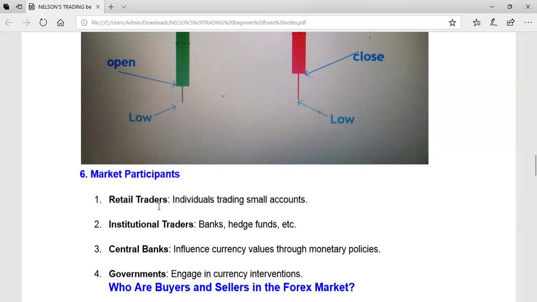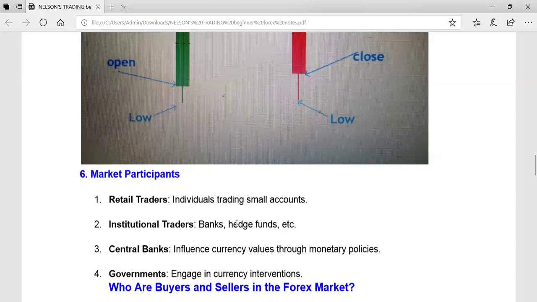We call them retail traders, for 1,000 USD, 2,000, like that. So those are the retail traders. For example, we have the institutional traders. These are the banks, hedge funds, and so on, institutional traders, hedge funds, companies. So they are also trading in the forex market.